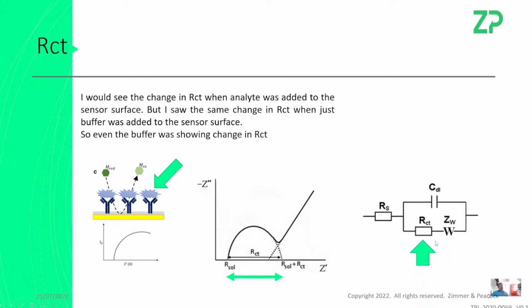So the hypothesis and their confusion is that RCT is in the end proportional to the amount of antigen that they're binding in this immunosensor. But they're finding that they do get a change in RCT value, both when they add the antigen and when they don't add the antigen, just with buffer. So I know the glib answer is, well, it's not working.